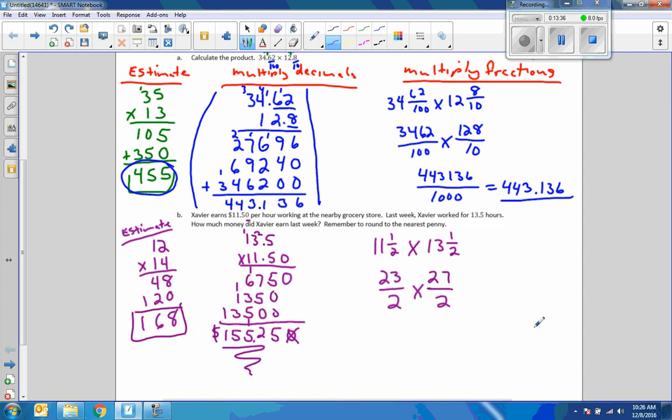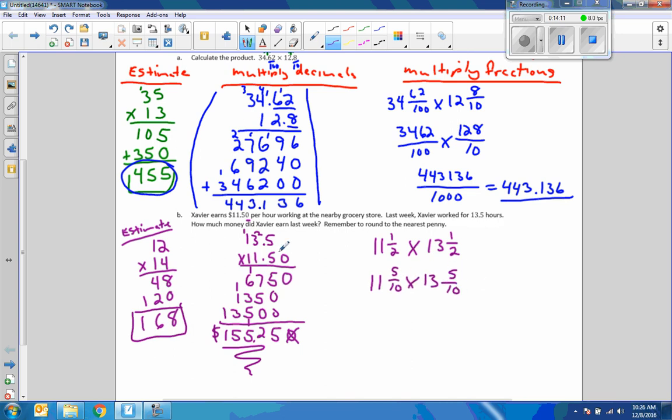What do we need when we're going back to a decimal? We need tenths, hundredths, thousandths. So these are halves. So I need to change this. I can show it, but let's just do this and erase. And change this to tenths. So this would be 11 and 5/10 times 13 and 5/10.